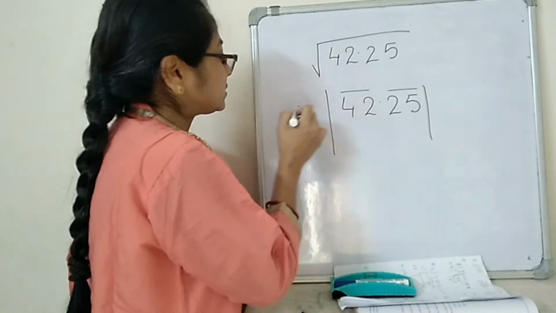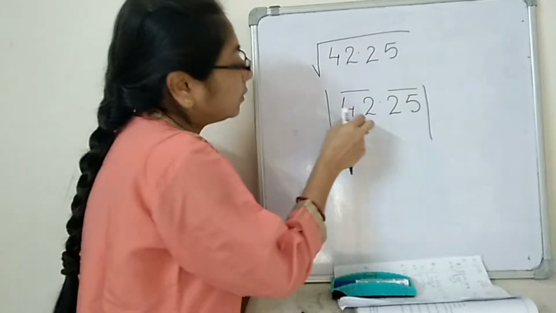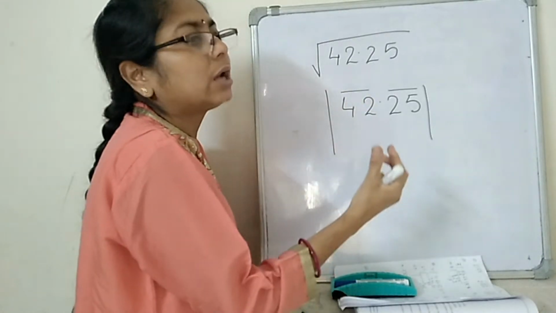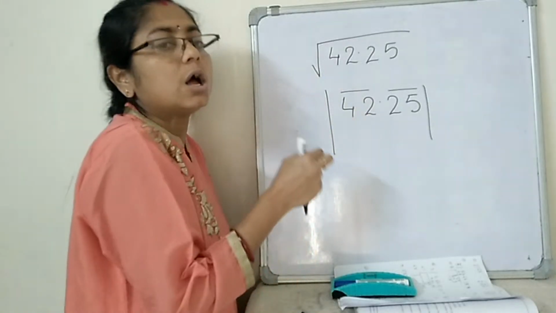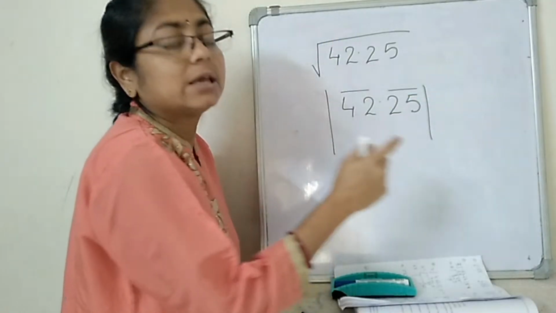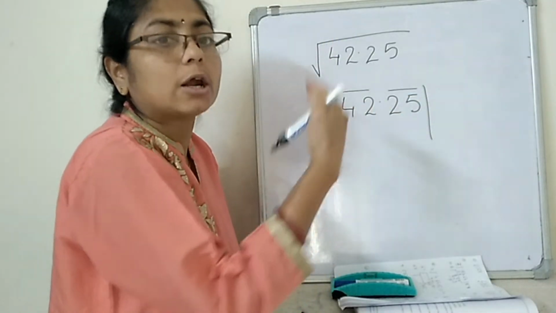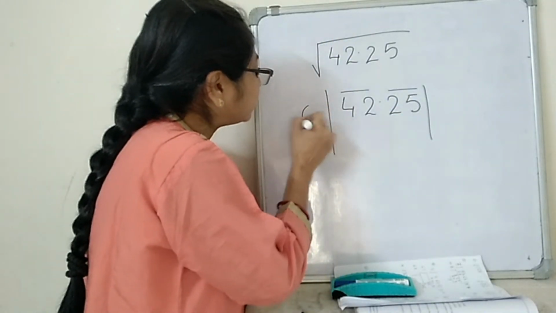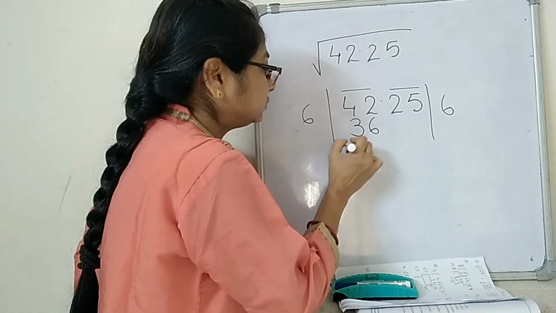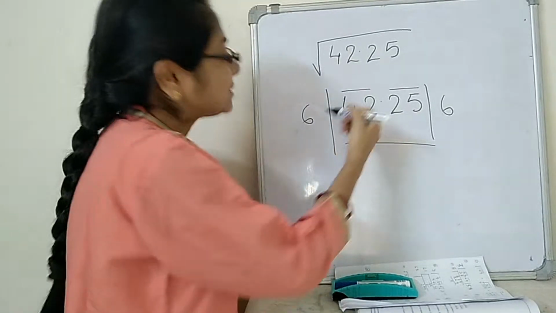Follow. First take a number which is near. We first write the perfect square number which comes near to 42. The perfect square number near to 42 is 36. It means it is the square of 6. So I write 6 here. Okay? 6 here. Write the answer. Now I subtract.